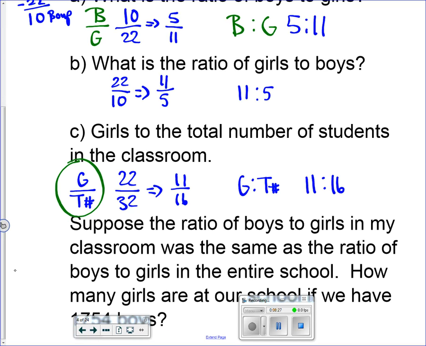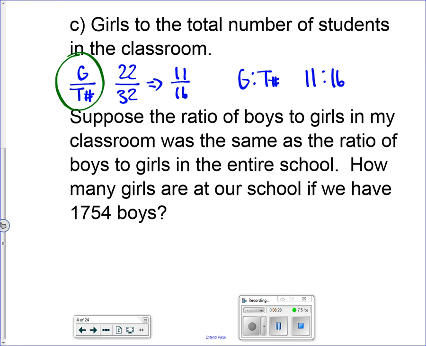All right, last one. So suppose the ratio, let me just scroll this up. Suppose the ratio of boys to girls, I'm just going to pause and write that down. When they give me information like that, I'm just going to write it down. Classroom is the same ratio as those in the entire school. Well, I know the ratio of boys to girls in my classroom is 5/11. I just figured that out at the top. How many girls are at the school if we have 1,754 boys? So how many girls, right, in this whole school? So that's kind of an unknown.